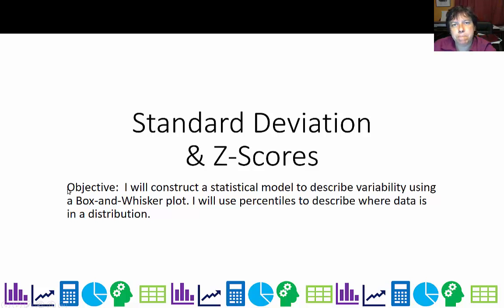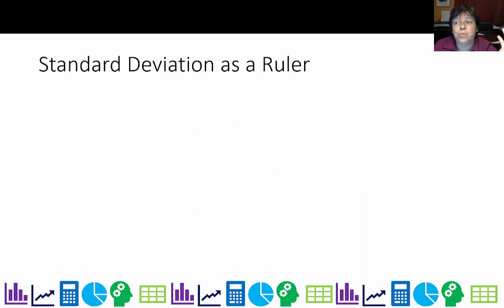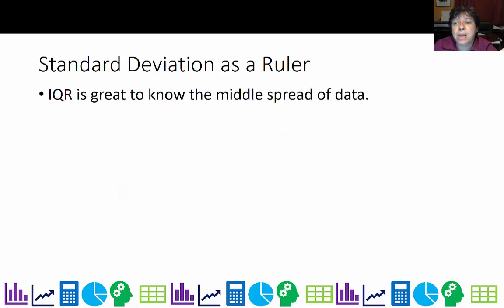Now, we just finished looking at box and whisker plots and IQR, which is one way to explain where data is. You can say in what percentile it is. Now, a more common form of description is standard deviation and what's called a Z-score. So we can actually use the standard deviation as a ruler.